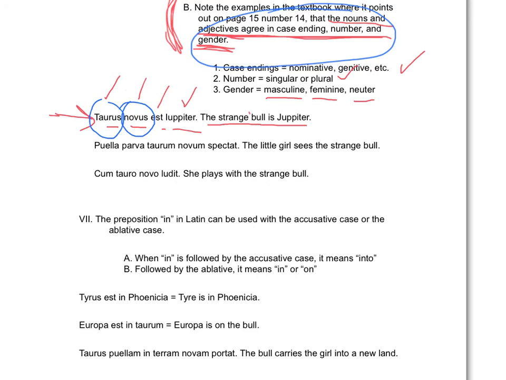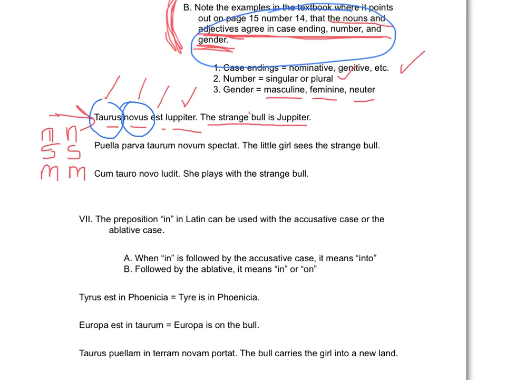Taurus has a nominative case ending. It is singular, and it is masculine. Novus, therefore, has to be nominative, singular, and masculine as well. Same case ending, number, and gender.